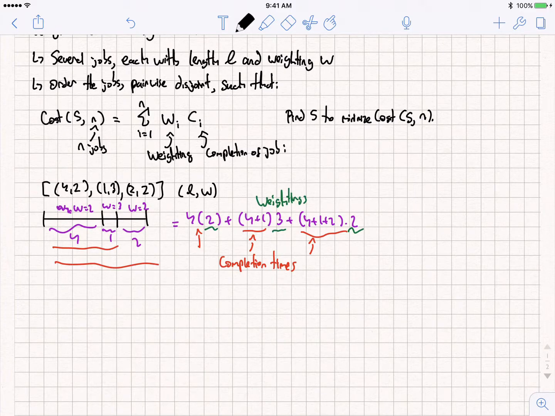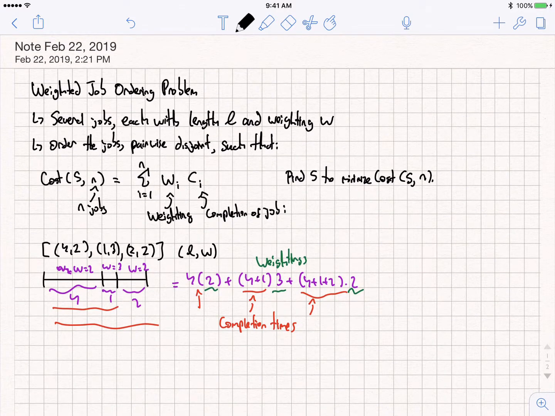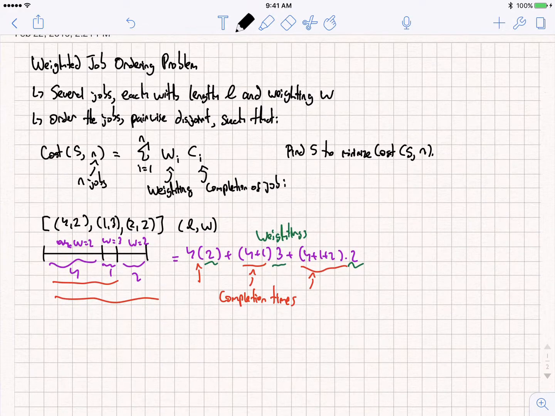So the problem is we need to decide somehow on some factors to figure out which jobs we are going to prioritize. How can we do this? Some preliminary ideas are sort by the length, or maybe sort by the weighting. You'll realize that you need to somehow combine these two approaches.